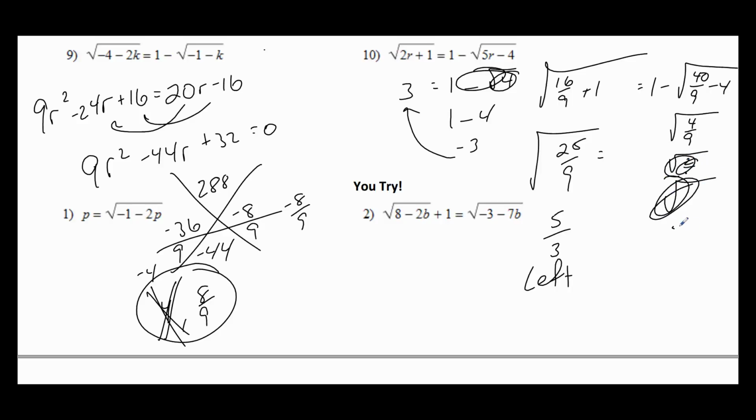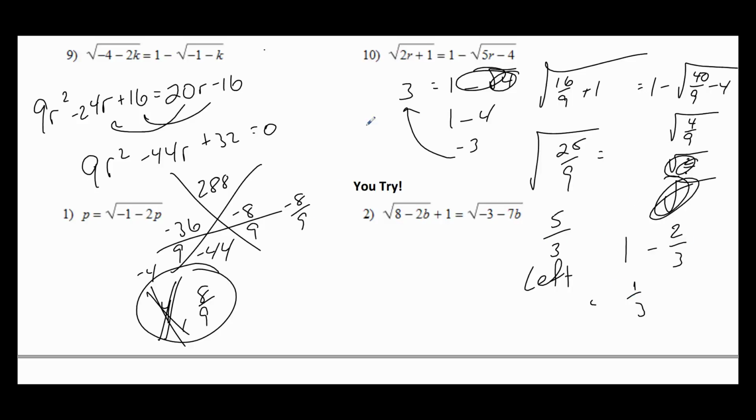Sorry, I don't need square root anymore. Square rooted is 2 over 3. 1 minus 2 over 3 doesn't look like it's going to work. That's 1/3. I don't think that is correct, is it not? No, it doesn't look like it's good. So therefore, we don't get an answer.